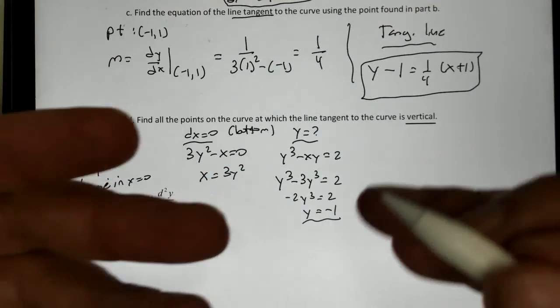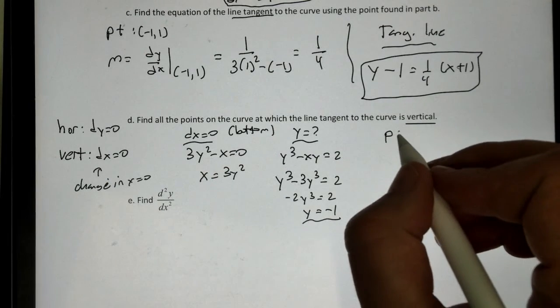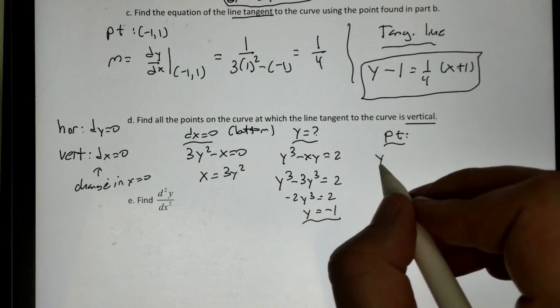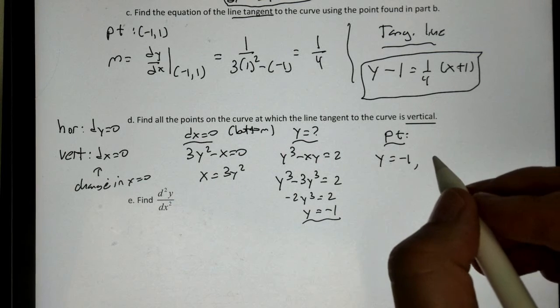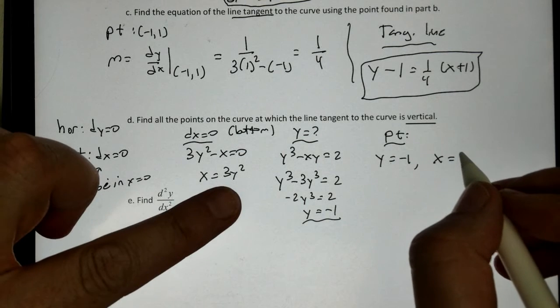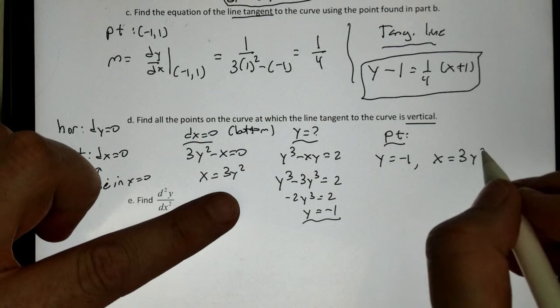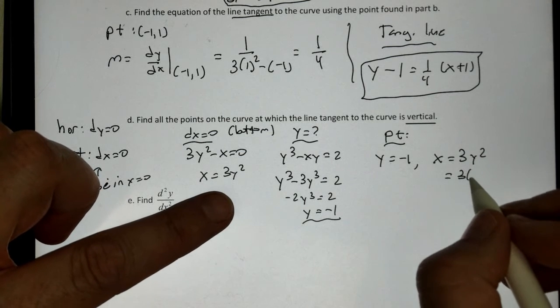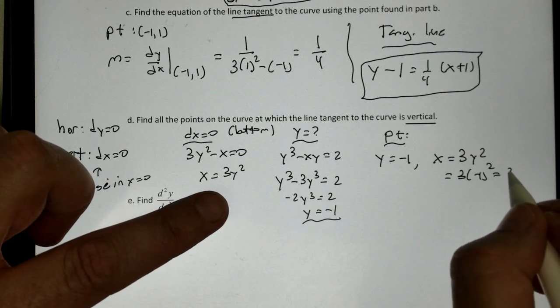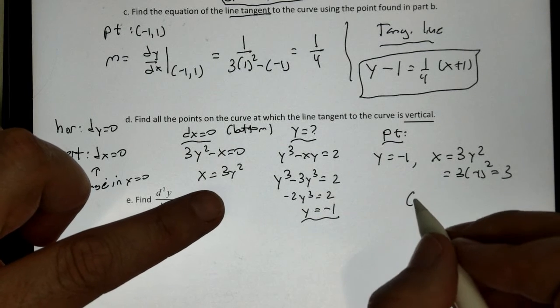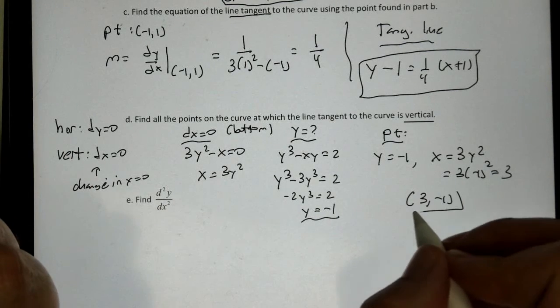So, I still have to find the point. Well, we just said y is negative 1. To get my x value, I can go back here. That means my x was 3y squared, so my x is going to become 3 times negative 1 squared, which is 3. So my point is (3, negative 1).